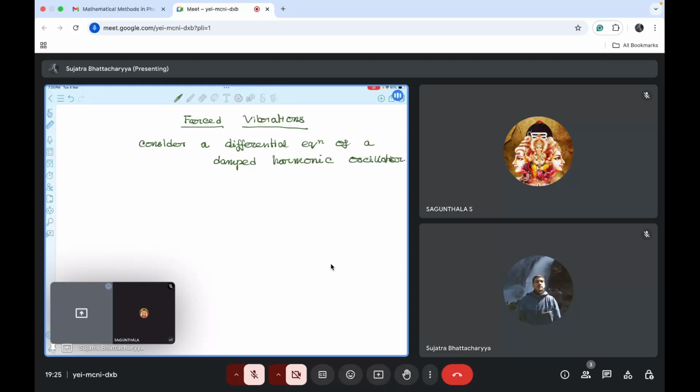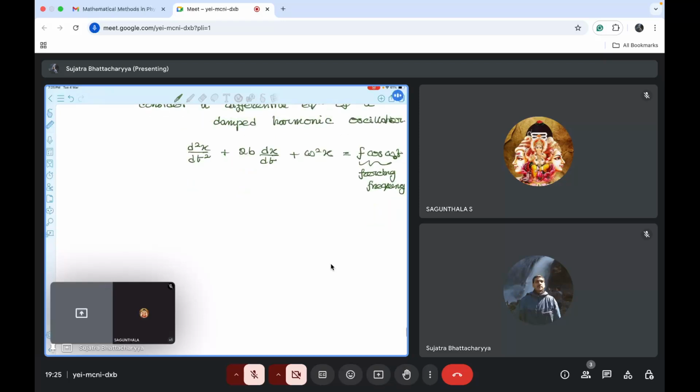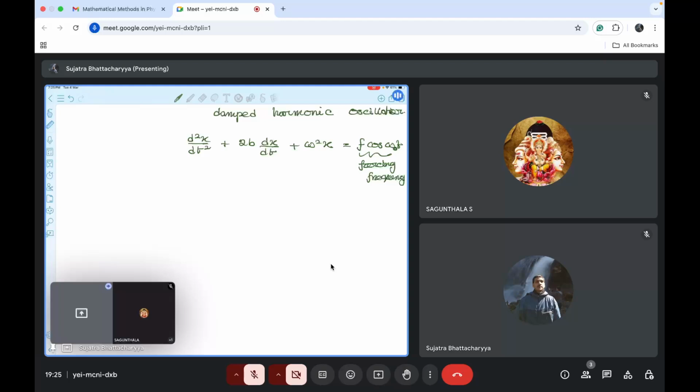which has the equation d2x/dt2 plus 2b dx/dt plus omega square x. This we have already discussed. If it is equal to 0, we discussed it in the beginning of the class. But now it is equal to F times cos omega naught t. This is the forcing frequency. So if this is the mathematical equation, how do we solve it?